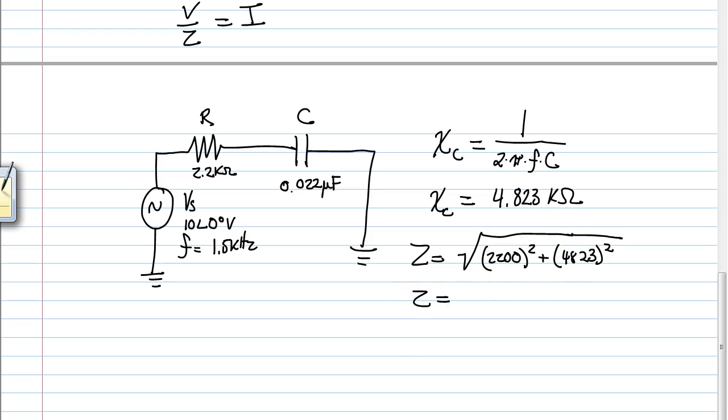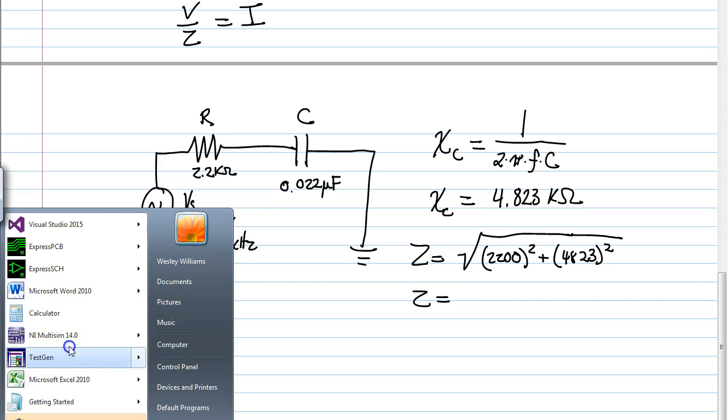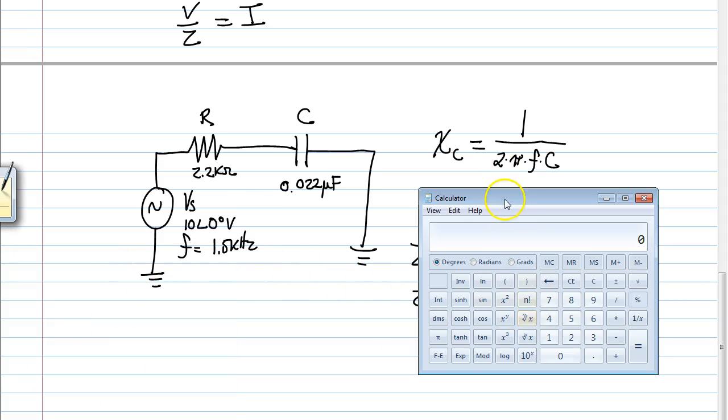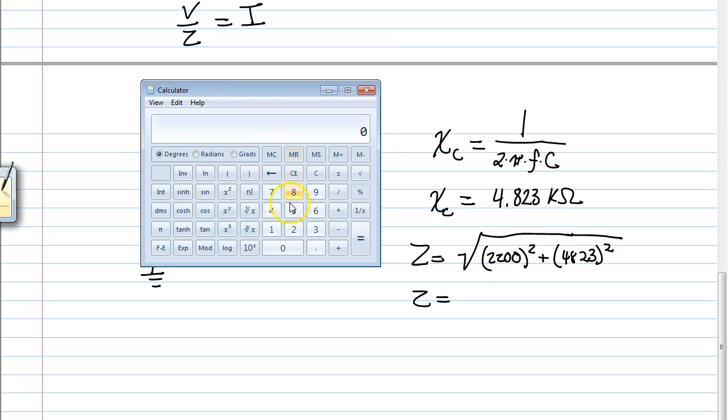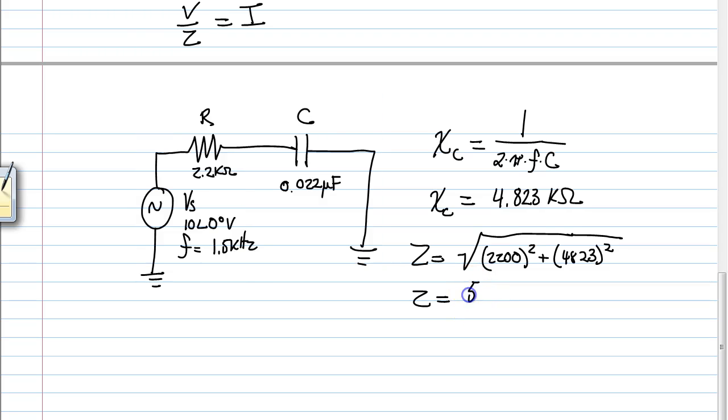We can definitely do that on the calculator, because I do not want to do that by hand. Let's see, 2200. Square that, and then take 4823 and square that, and then get the result. There's the result. I'm going to take the result and take the square root of that. I get 5301. And that is the total impedance.